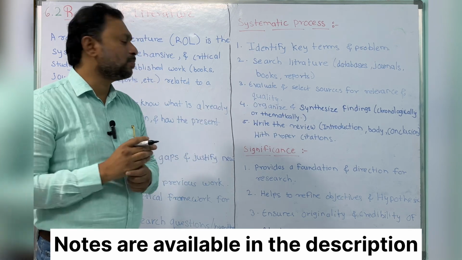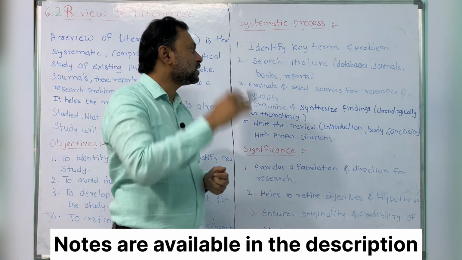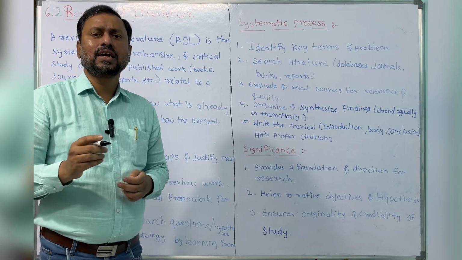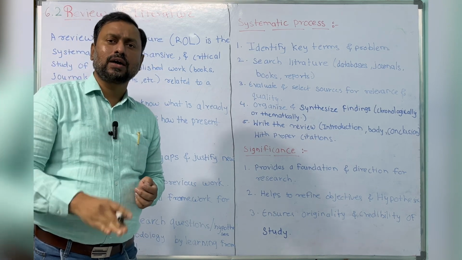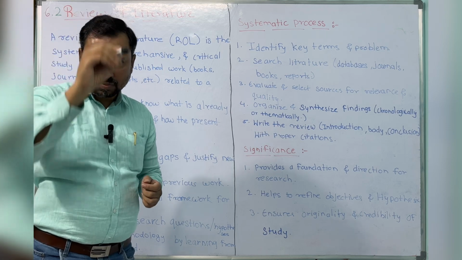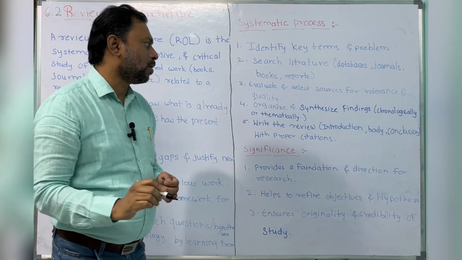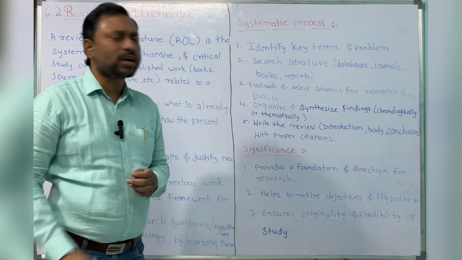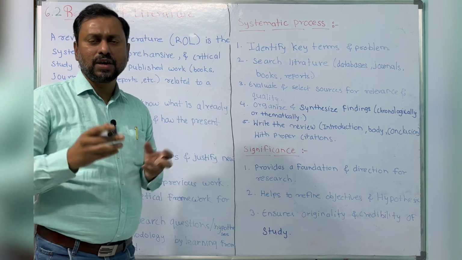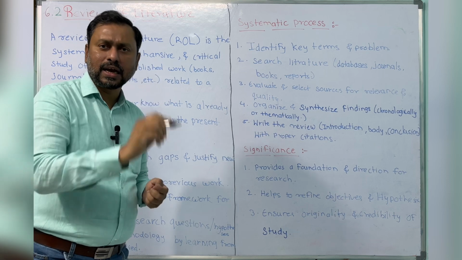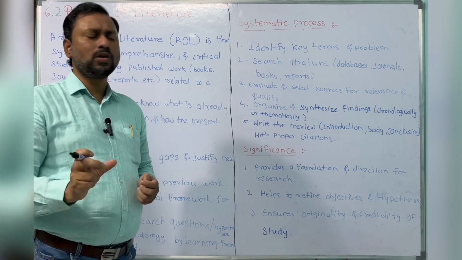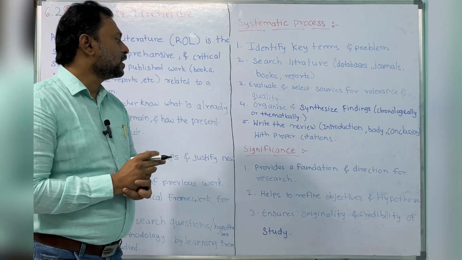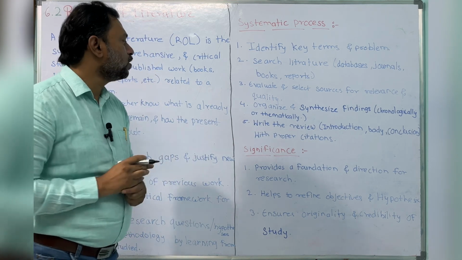The next, fourth step is to organize and synthesize findings. Whatever research work you have collected, you have to write down or arrange systematically. It may be in chronological order, thematic order, or a different order, or topic-by-topic points. You can arrange or organize your topic-related review, that is, the review of literature.